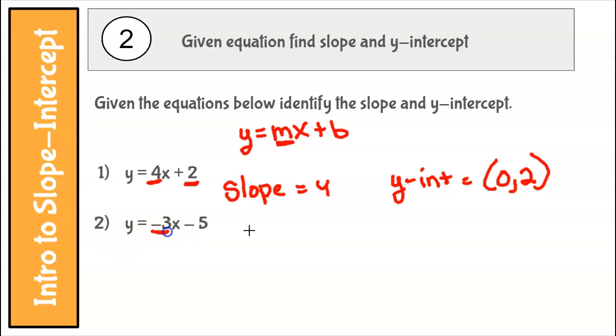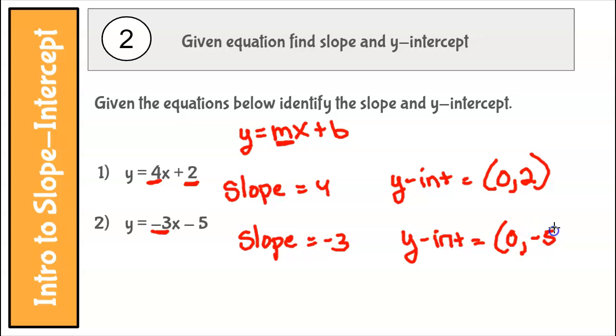Number 2, the slope, the steepness of the line, is -3, so in your head, picture what a negative sloped graph looks like. That's what this should look like. And the y-intercept is 0, -5. That's where I get the -5 from.